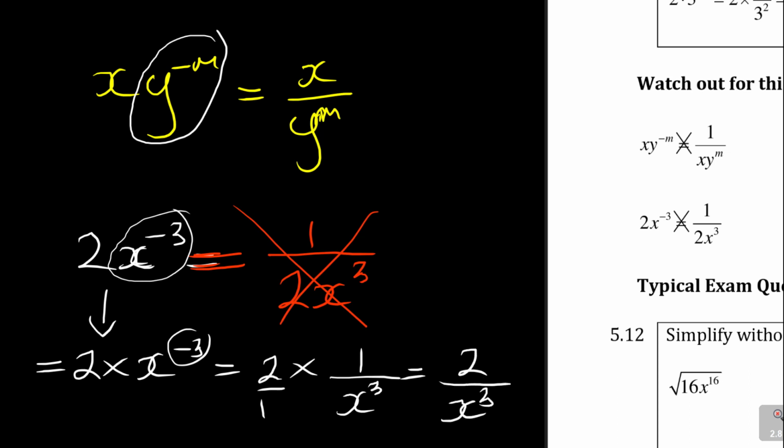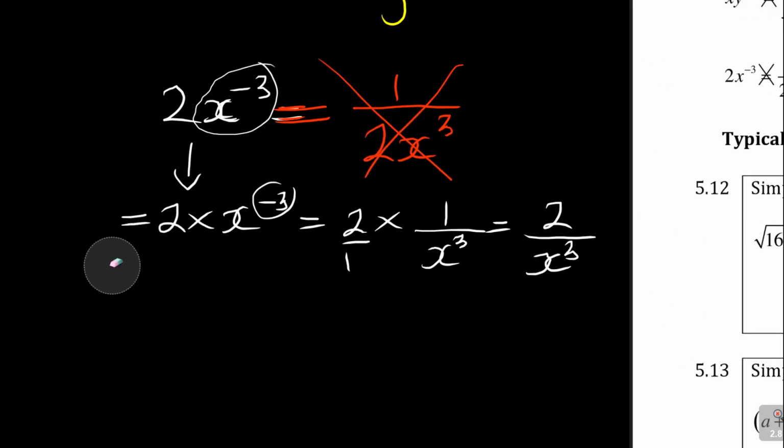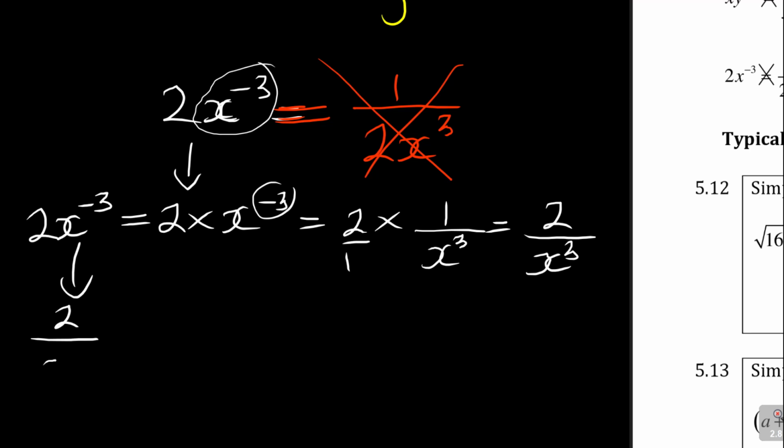x cubed. If you are now experienced, you are able to just move directly from here to say, if I give you 2x to the power negative 3, you are able to go directly to say 2 will remain on top, over x to the power 3 goes to the bottom. You are able to do that straight away, and it's allowed.